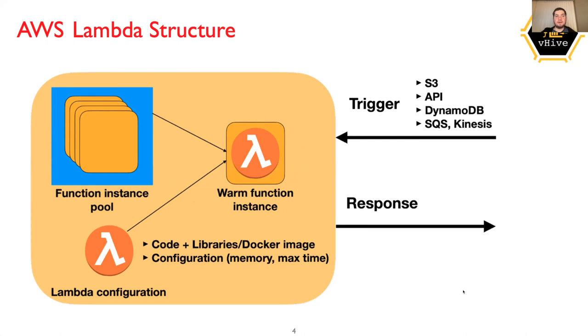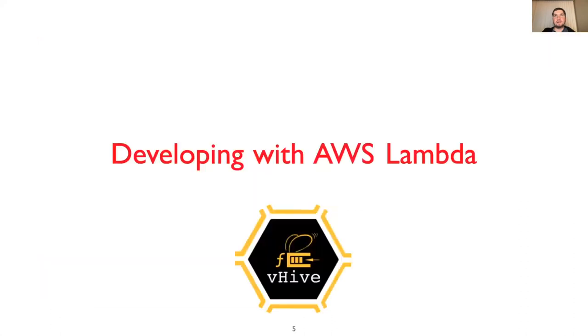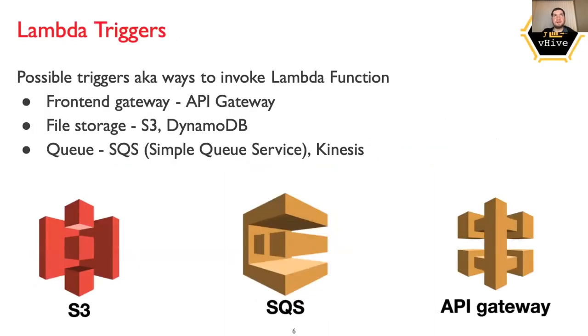So now let's take a closer look at what developing with AWS Lambda looks like, and more particularly, what the usual Lambda triggers are. Usually it's just a way to invoke a Lambda function where you have input and potential output. There are a lot of ways to do it. The most popular ways are either a front-end gateway, so that you can make API requests to AWS Lambda, file storage, or any data storage in general. It could be either S3 or DynamoDB. S3 is AWS file storage, DynamoDB is AWS database. Or a queue, which could be Simple Queue Service, or SQS for short, or Kinesis.